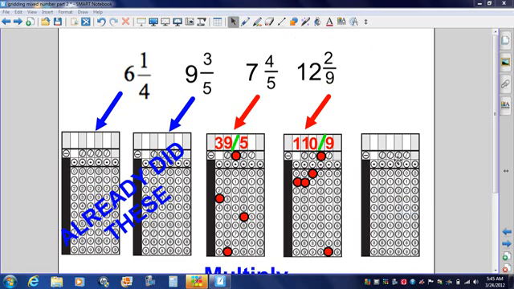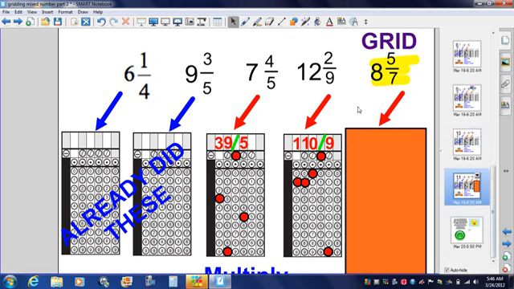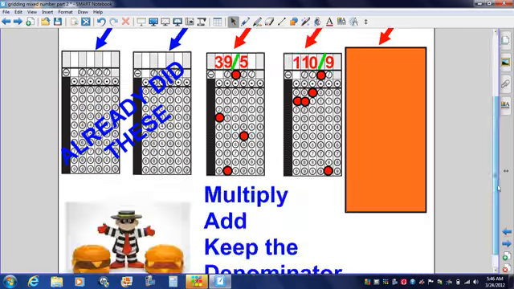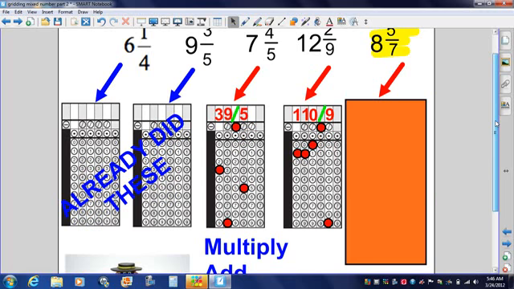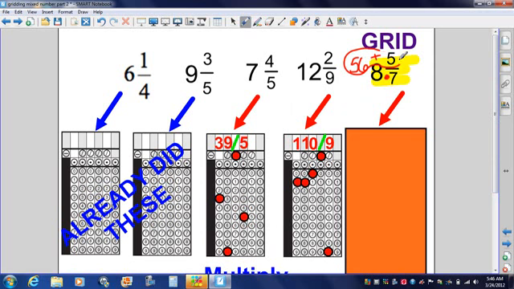Now we're going to fill in the last grid in the first row. We're going to grid in the mixed number 8 5/7, and you got macked by the Hamburglar. Multiply, add, keep the denominator. Multiply 8 and 7, 7 and 8, that gives you 56. Multiply, add, 56 plus 5 gives you 61. Macked. Multiply, add, keep the denominator. 61 over 7.